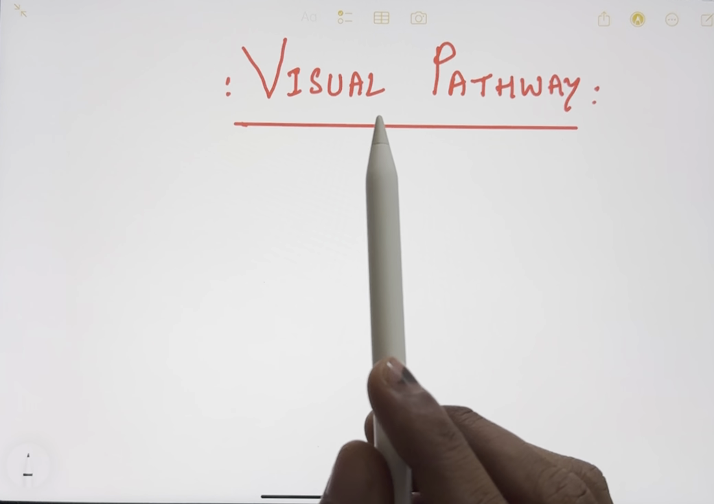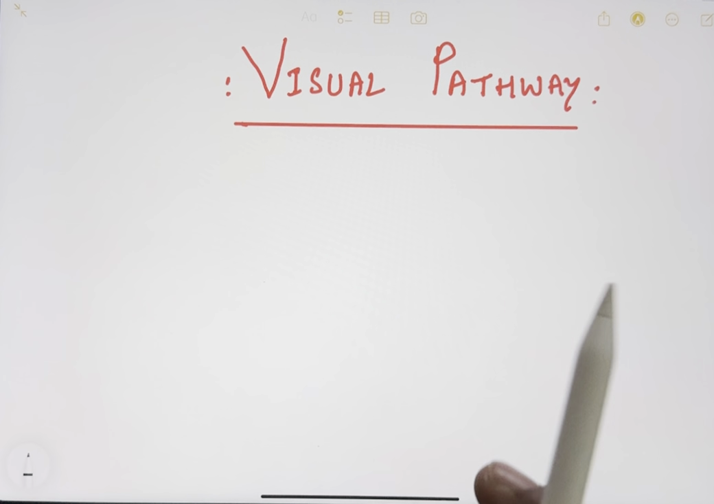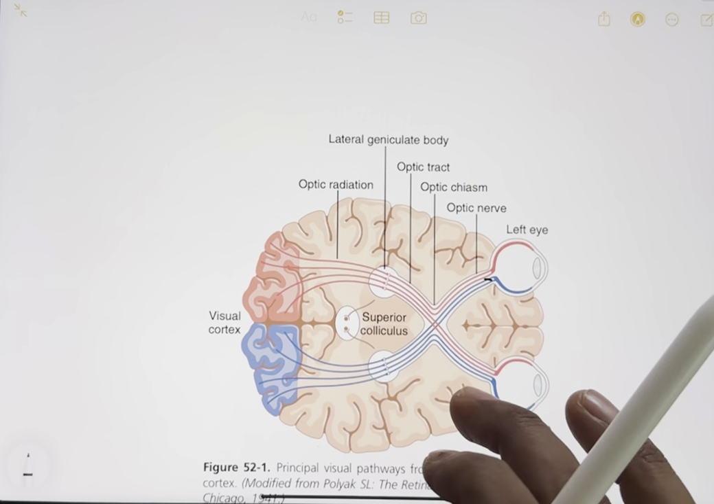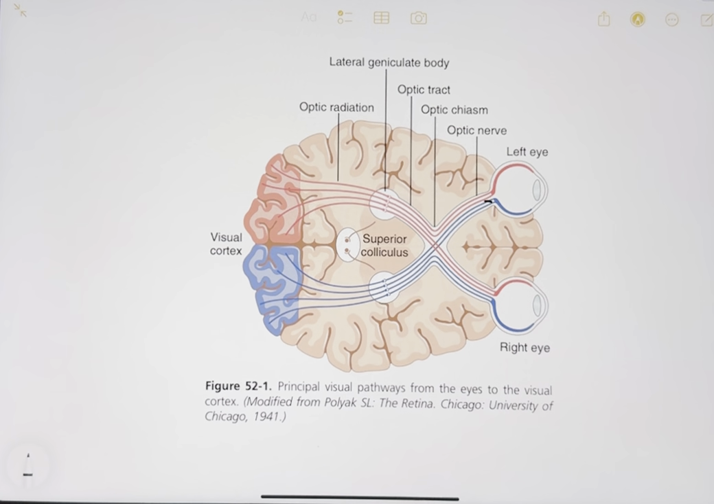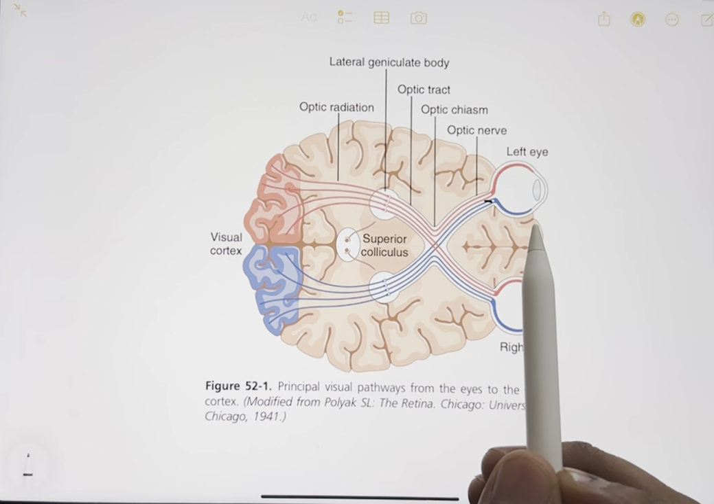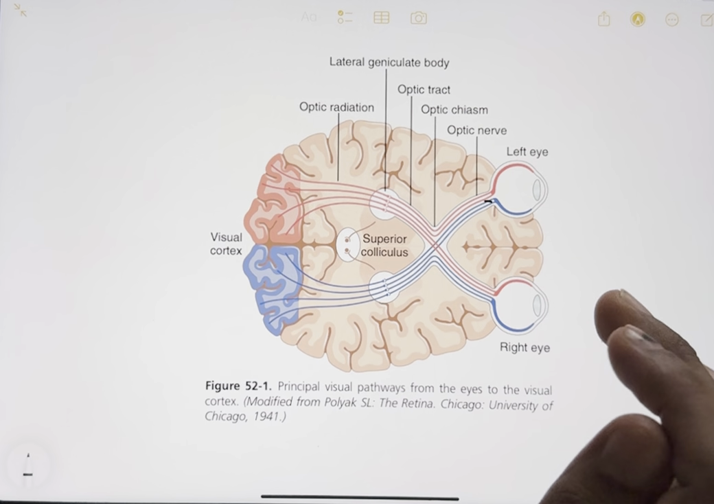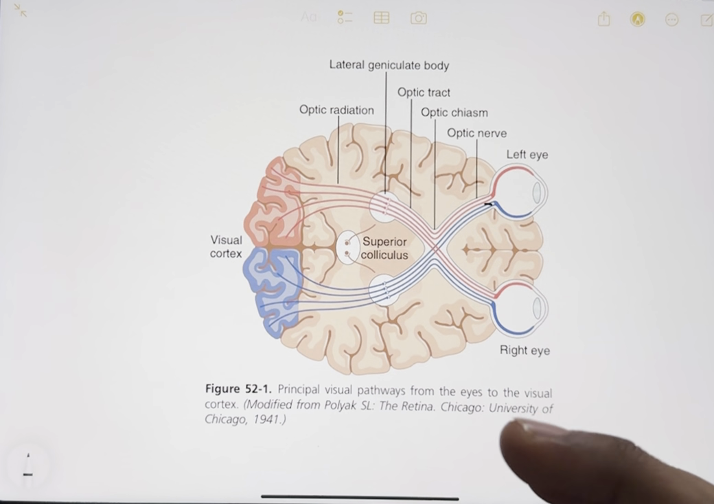Hello friends, today we will discuss the visual pathway. It is a very important topic in the section of special senses in the subject physiology, and can be a 5 marks question. So, this is a diagram from the textbook of Guyton.